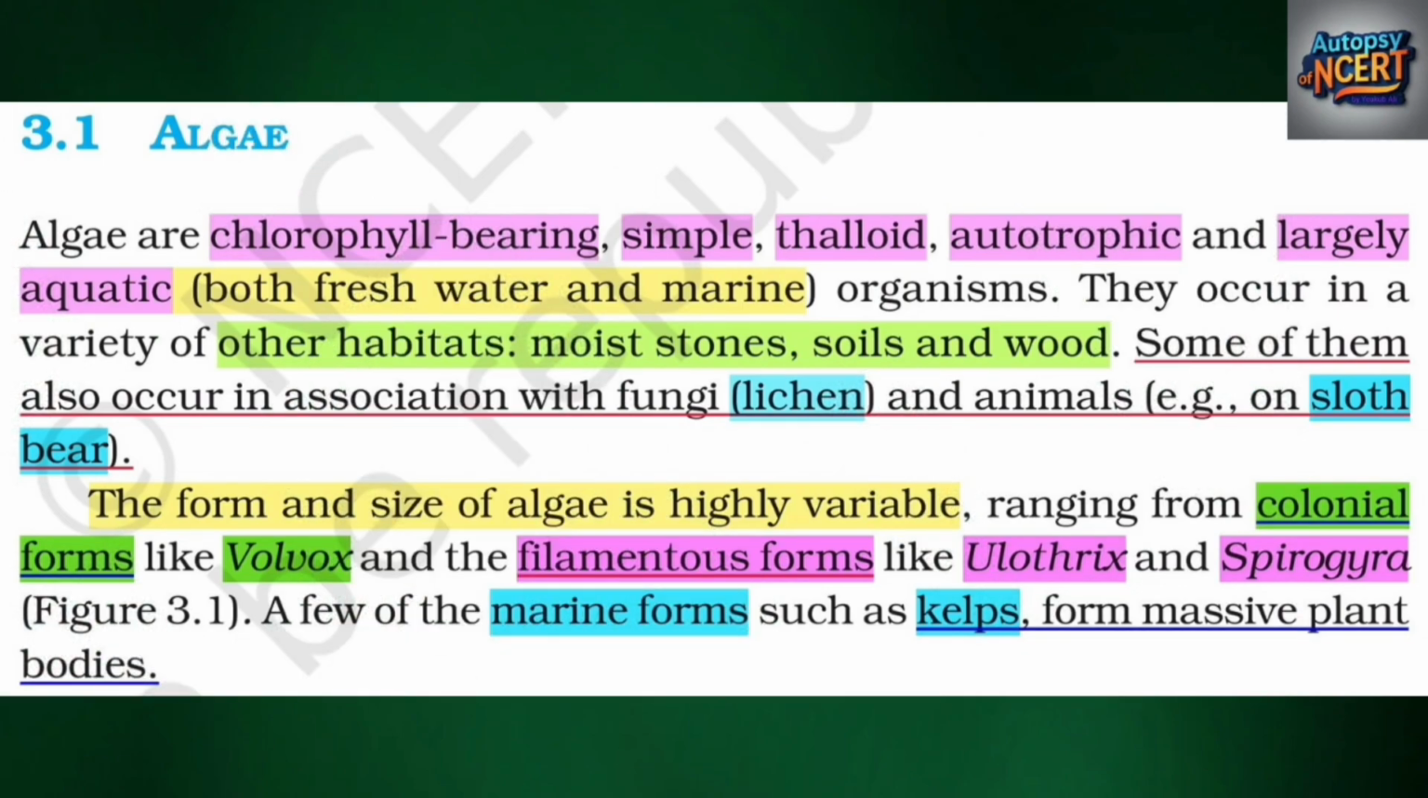3.1 Algae. Algae are chlorophyll-bearing, simple, thalloid, autotrophic and largely aquatic, both freshwater and marine, organisms. They occur in a variety of other habitats: moist stones, soils and wood. Some of them also occur in association with fungi, lichens, and animals, e.g., on sloth bear. The form and size of algae is highly variable, ranging from colonial forms like Volvox and the filamentous forms like Ulothrix and Spirogyra, Figure 3.1. A few of the marine forms such as kelps form massive plant bodies.